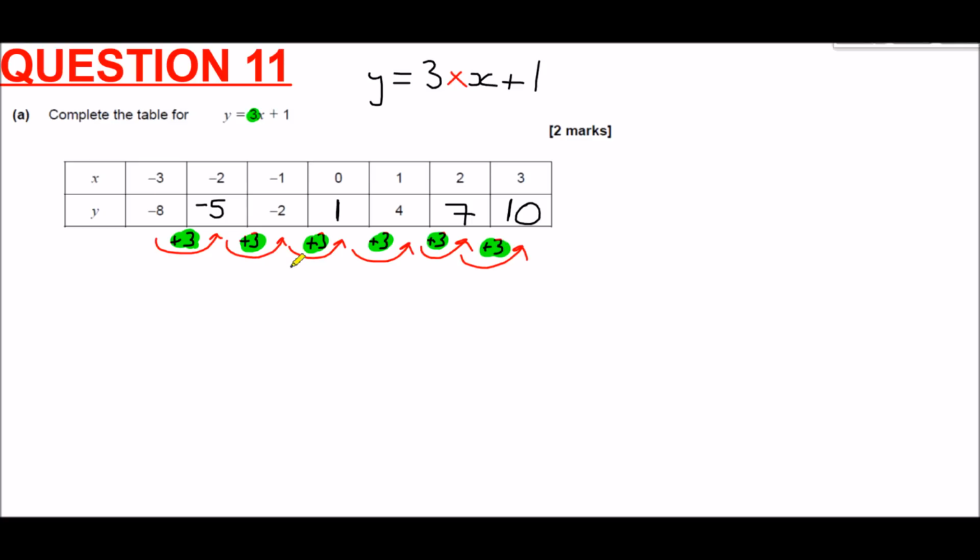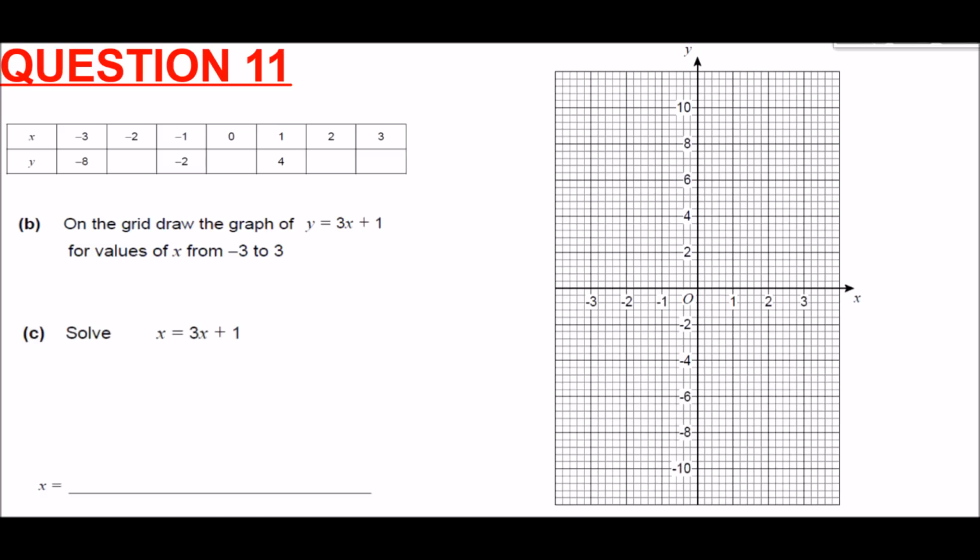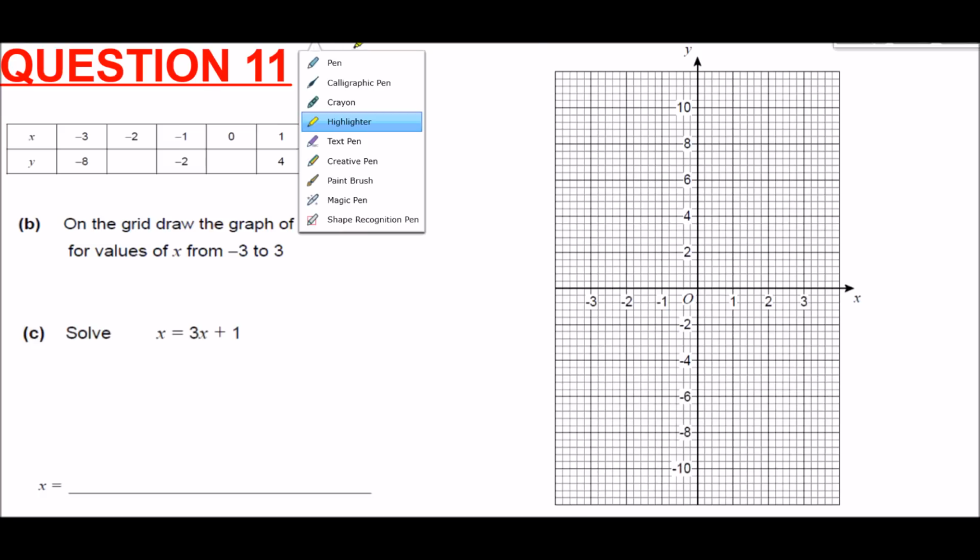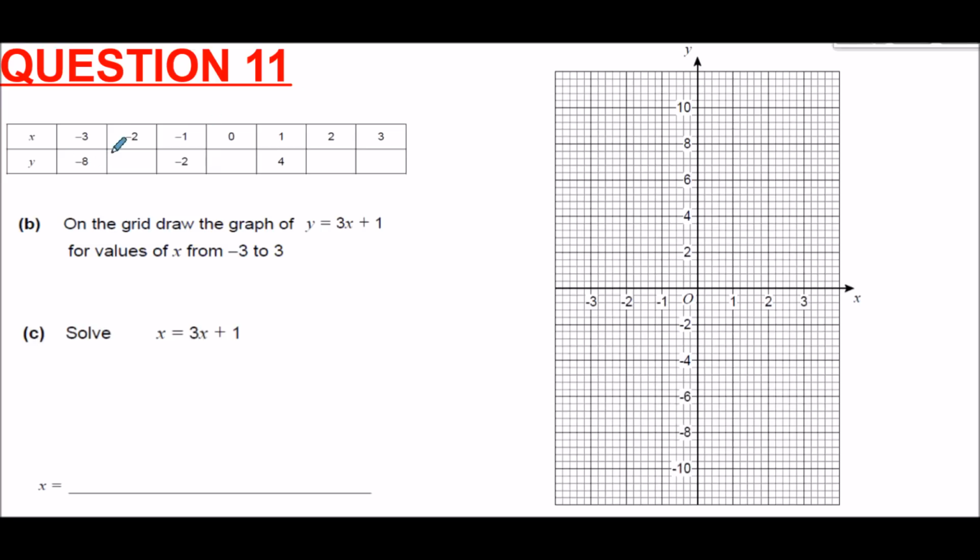So that's the completed table. Part B, we need to use that completed table to actually draw the graph of y equals 3x plus 1. So just borrowing what we had from before, these are the values from part A, I'm just filling them in quickly. So we need to draw that graph for values of x from minus 3 all the way to 3.